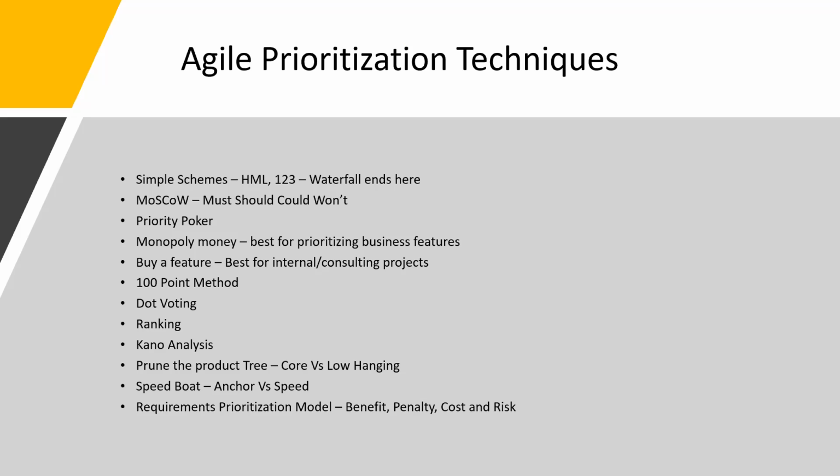Dot voting and the 100-point method are again best at sprint level. At sprint level, you will be looking at the product backlog and what to pick up from it. Dot voting and the 100-point method are best. They help you to prioritize within what is left, rather than looking at everything and saying what's important.